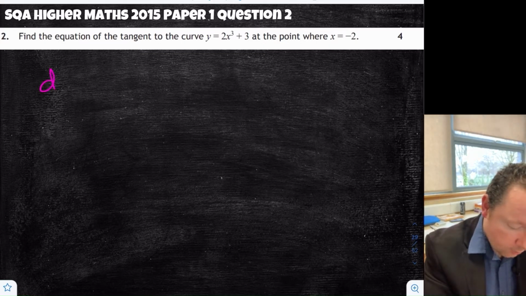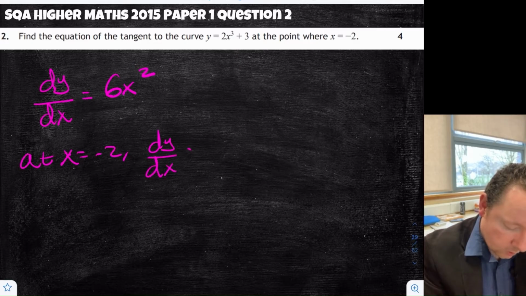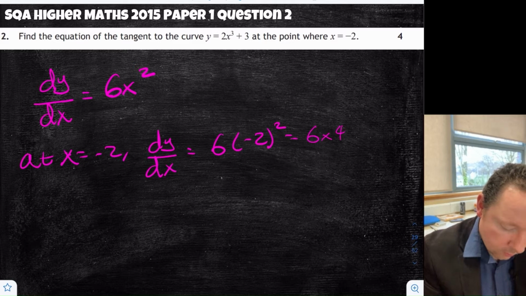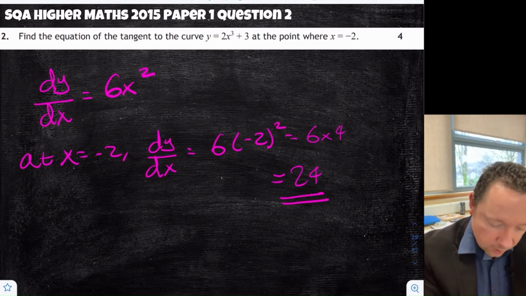So step 1, dy by dx. 3 times 2 is 6x squared. So at x equal to minus 2, dy by dx equals 6 times minus 2 squared. 6 times 4, which equals 24. So dy by dx is 24, which remember is equal to our gradient m.